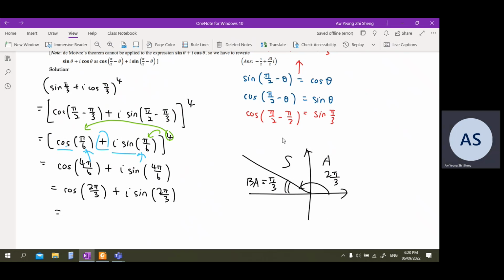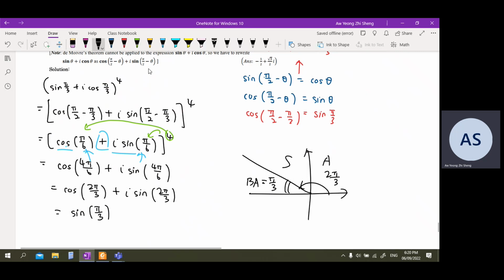Right, so according to ASTC diagram, cos of 2 pi over 3 can be written as sine of pi over 3, sine of the basic angle. Do we need a negative in front here? Check your ASTC. Second quadrant. I meant a cos here. Yeah. And so cos of 2 pi over 3 can be written as cos of pi over 3. We need a negative here because in the second quadrant, only sine is positive, cos should be negative.